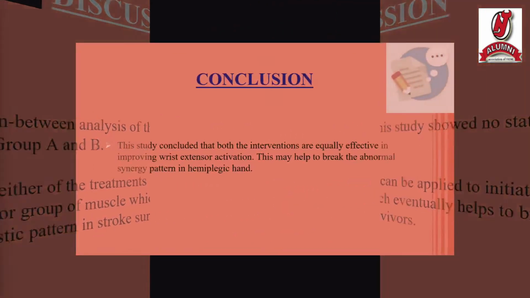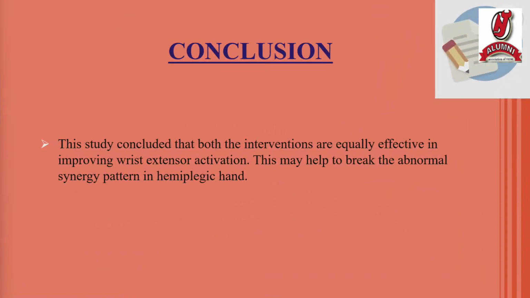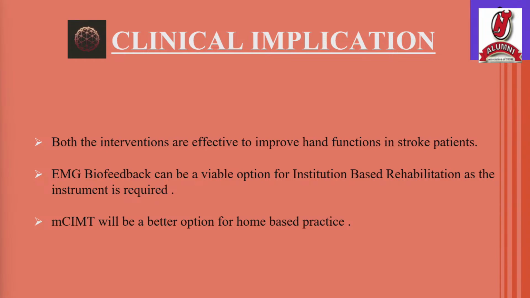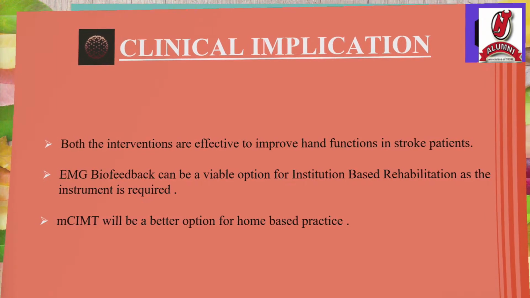So we can conclude that both groups are equally effective in extension muscle activation. So we can clinically apply this: EMG biofeedback is a viable option for institution-based rehabilitation as well. On the other hand, CIMT is a better option for home-based practice. Thank you.